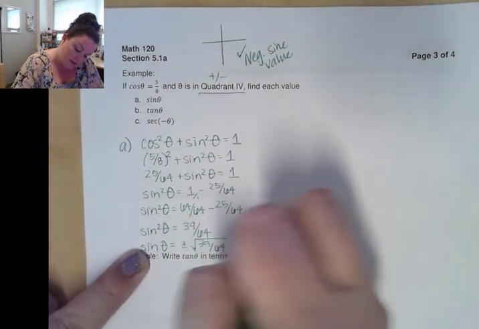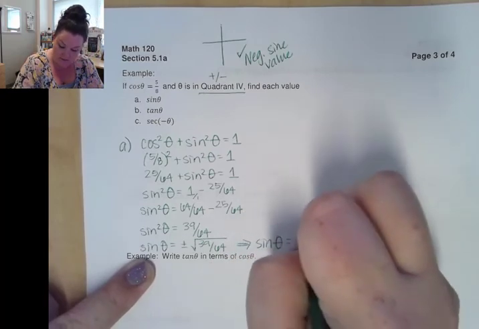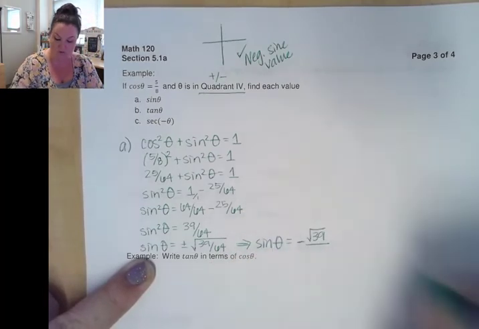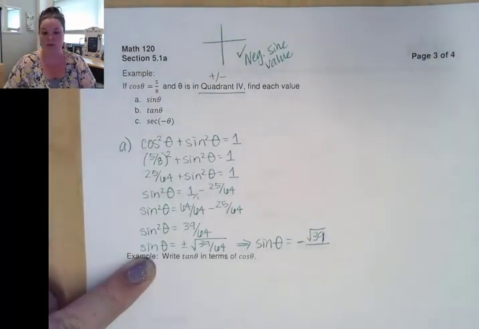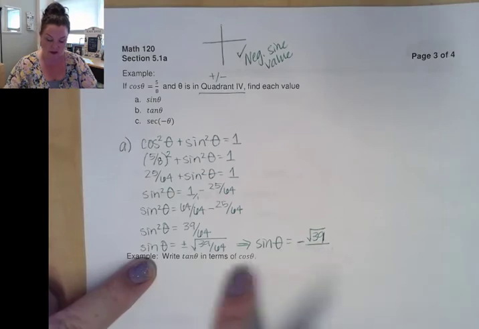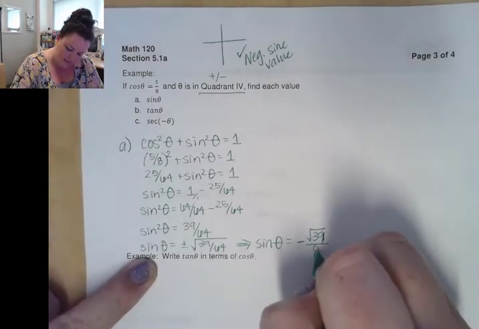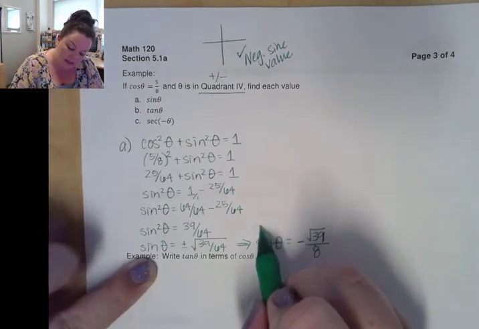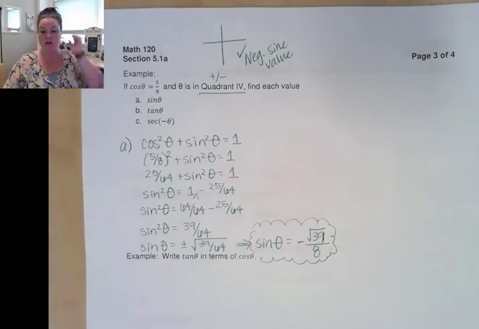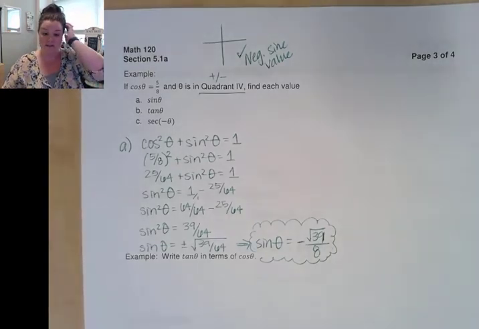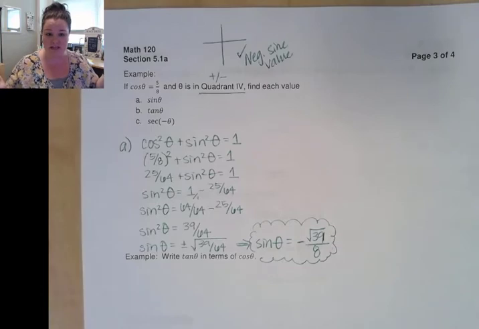So that means that sine theta is equal to negative square root of 39 over, now square root of 39 does not simplify, right? That's just 3 times 13, so I can't simplify that. But square root of 64 on the bottom, that's a perfect square, so I'm going to go ahead and simplify the bottom. So sine theta is equal to negative square root of 39 over 8. Okay, so that was the first one, and we used that Pythagorean identity.